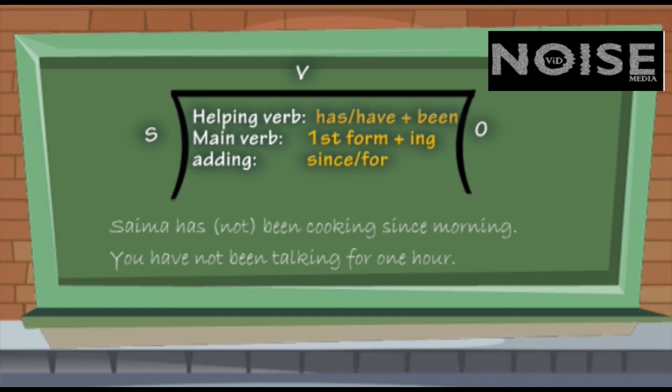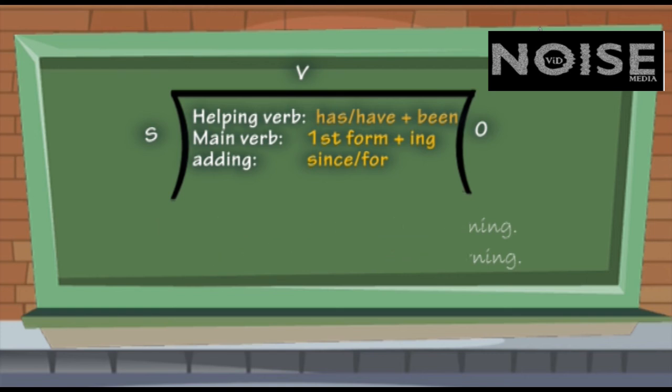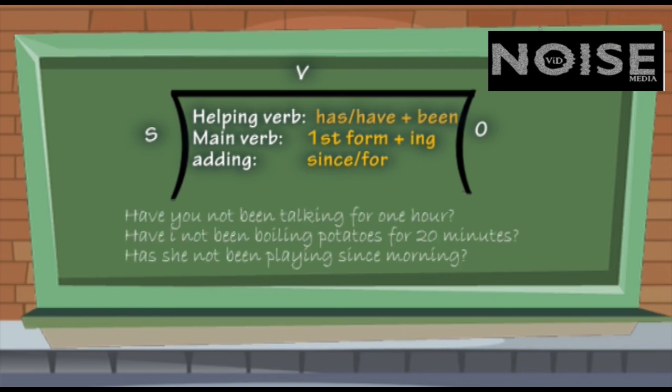Interrogative. Quite easy. Drag has or have to the beginning of the sentence. The rest is the same. Saima has not been cooking since morning changes into has Saima not been cooking since morning? And have you not been talking for 1 hour? And have I not been boiling potatoes for 20 minutes? And has she not been playing since morning?